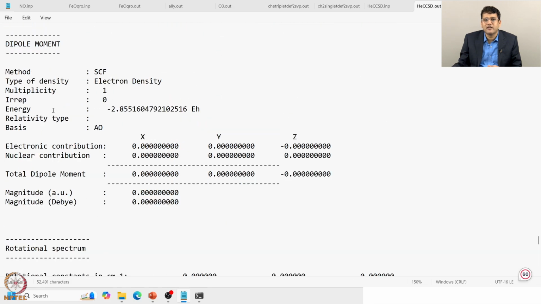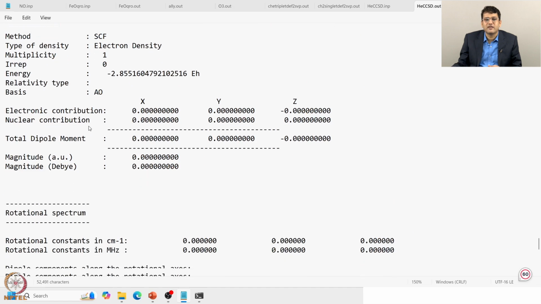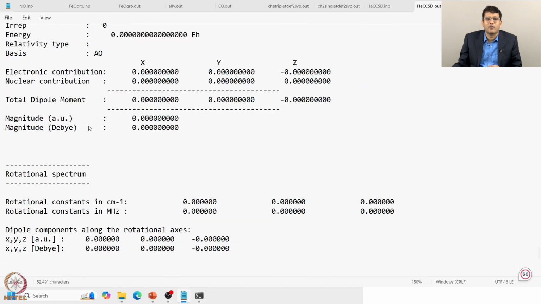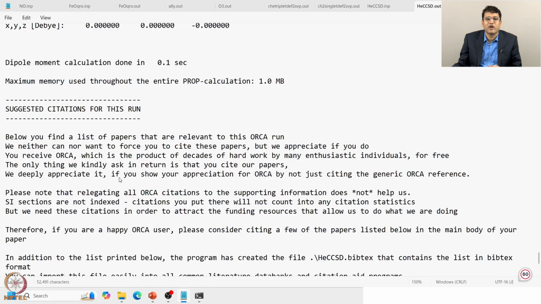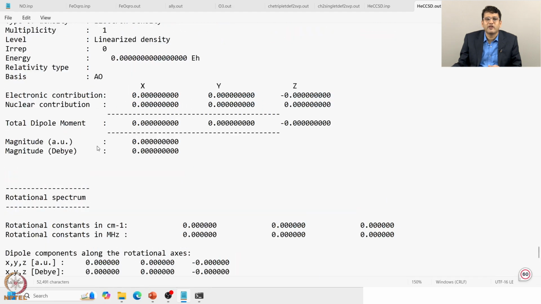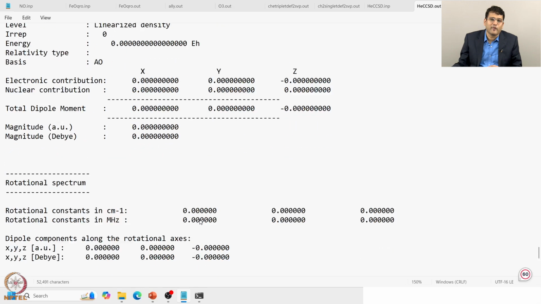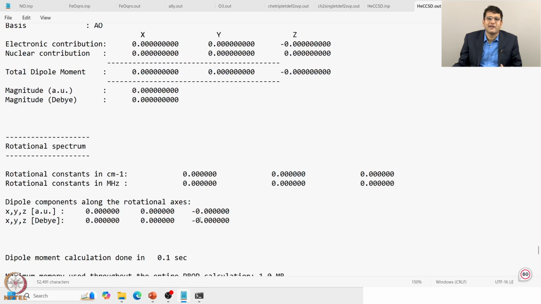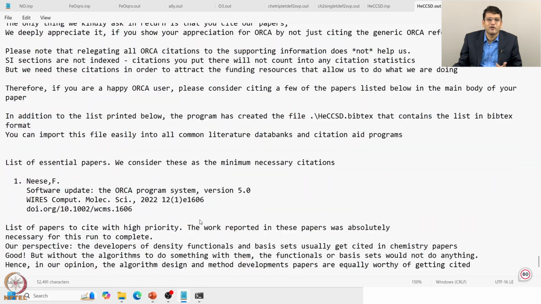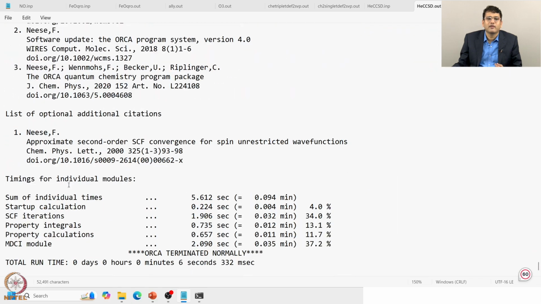So here you will see there are two things. One is the dipole moment printed with the SCF density, and the second one is with the coupled cluster density. So there will be two dipole moments. Generally what is printed with the coupled cluster density, what is called MDCI, is more reliable. Of course, in the case of helium there is no dipole moment because it is an atom, and here it gives the sum of the individual calculations.